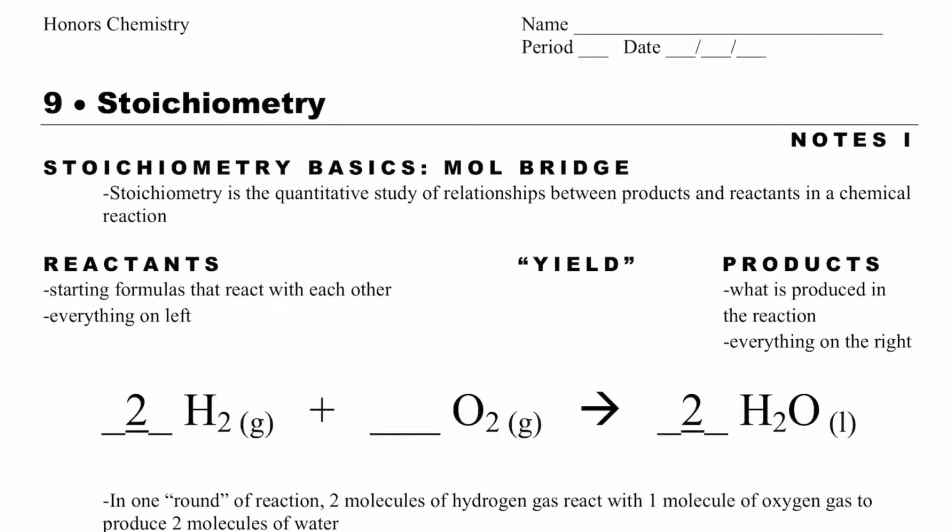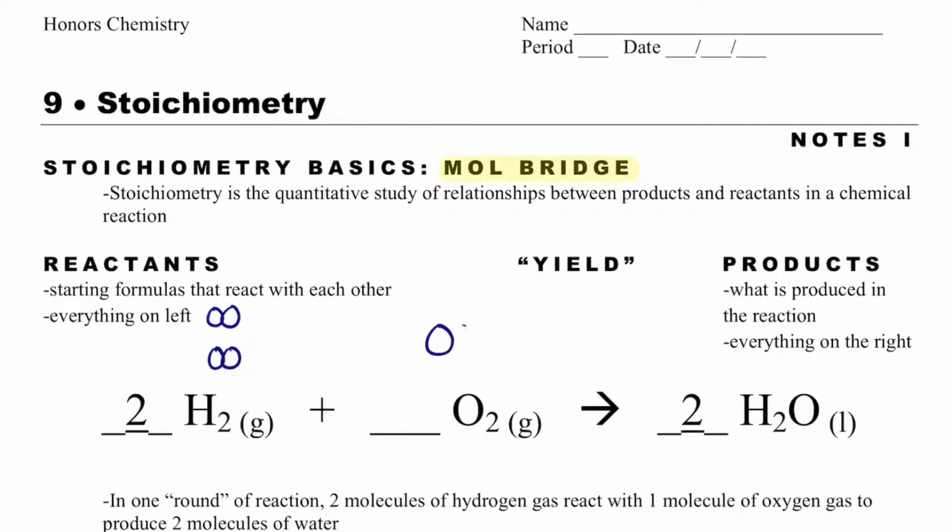In this video, we will discuss how to convert between two different compounds in a chemical reaction. And the way we will do that is by using something called the mole bridge. What the mole bridge does is it is just setting up ratios.